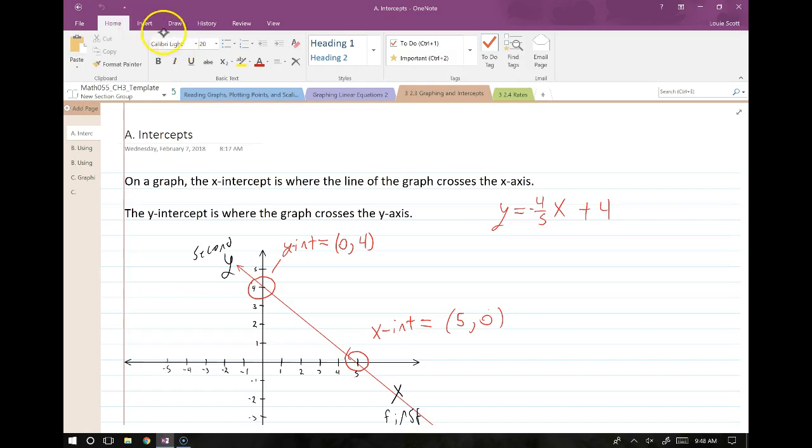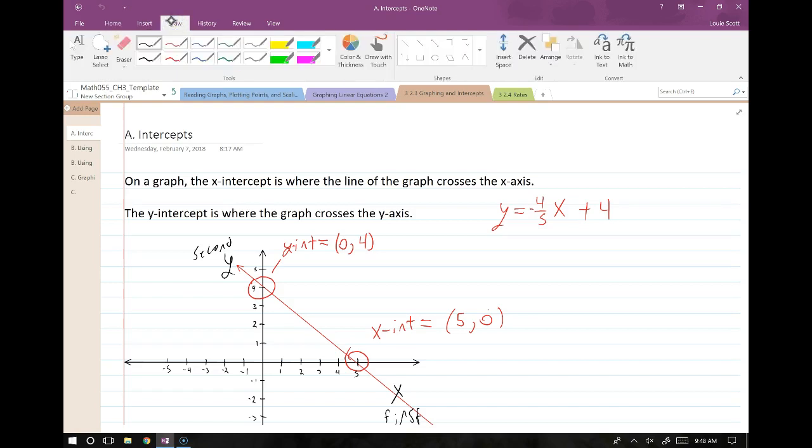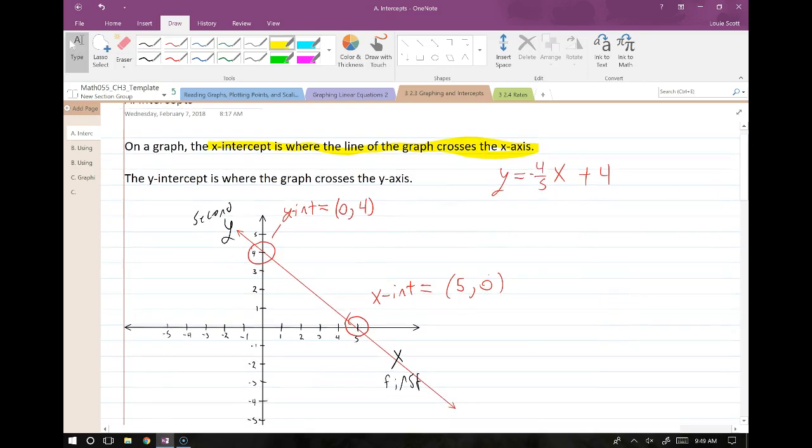So first of all, let's just start by discussing what an intercept is. So on any graph, an x-intercept is where the line crosses the x-axis. Right? The x-intercept is where the line crosses the x-axis. So in this little example below here, this one that I'm highlighting in yellow, this is the x-intercept because this is where the graph, the red line, crosses the x-axis. Right? And so you see I have labeled here x-intercept, x-int for short, equals the point (5, 0).